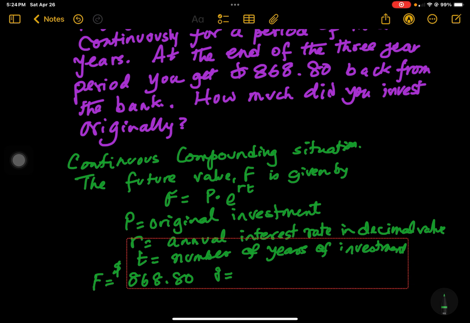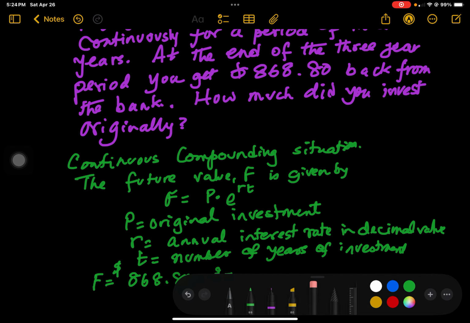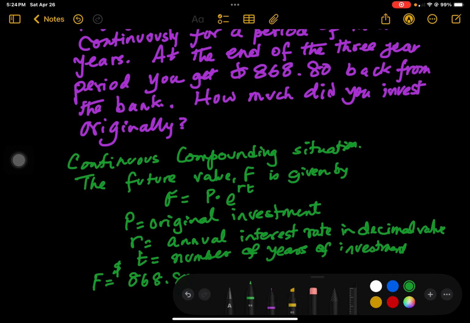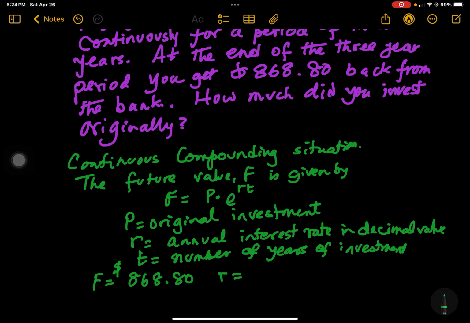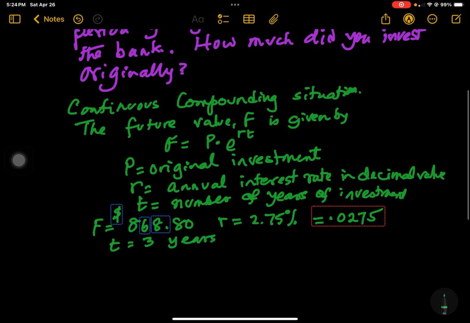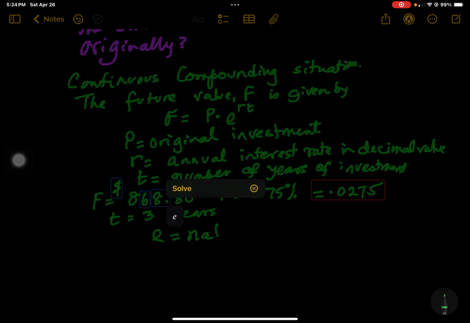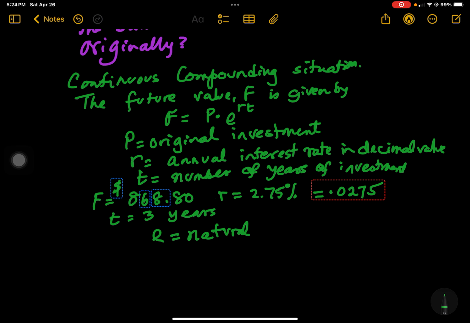Our rate is given as 2.75%, or in other words, in decimal, it is 0.0275. The time period is 3 years. So let's plug it in. We have to use our calculator because we have an e. e is the natural number, and the calculators have a key for that.